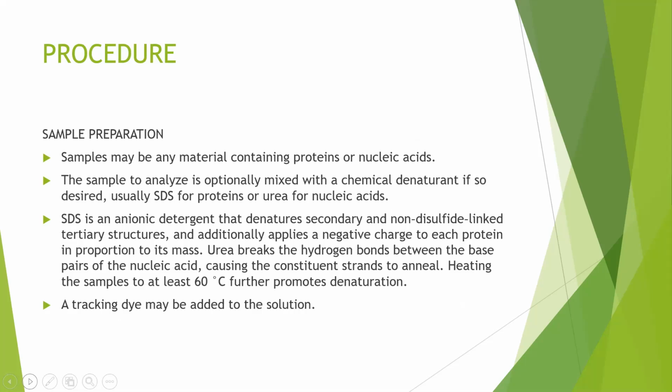Towards the procedure, first we have to prepare the sample, in which samples may be any material containing proteins or nucleic acid. The sample to analyze is optionally mixed with a chemical denaturant if so desired. SDS is an anionic detergent that denatures secondary and non-disulfide-linked tertiary structure, and additionally applies a negative charge to each protein in proportion to its mass. Urea breaks the hydrogen bonds between the base pairs of nucleic acid, causing the constituent strands to separate. Heating the samples to at least 60 degrees Celsius further promotes denaturation. A tracking dye may also be added to the solution.